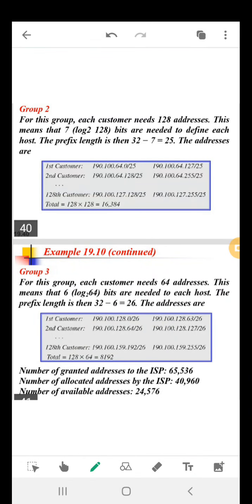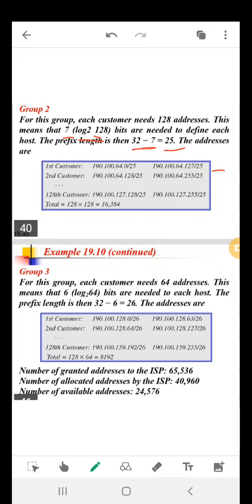Now similarly, we need to go to the second block, wherein we have 128 customers and each customer requires 128 addresses. So out of 32 bits, how many bits need to be given for the host ID? That is 128 addresses, which will be equal to log 2 of 128, which equals 7. So 7 bits need to be reserved. So for the network ID, we are left with 25, which also means the mask address is /25. So we need to keep on assigning from the first customer to the last customer.